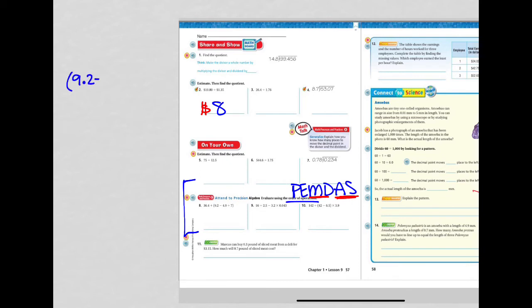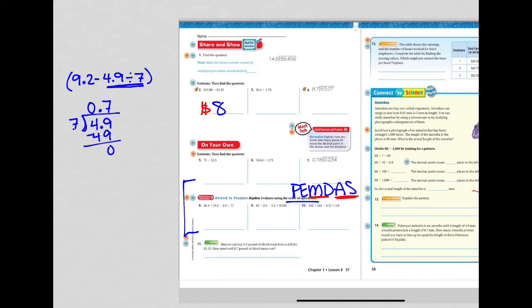I have 9.2 minus 4.9 divided by 7. Now, according to the order of operations, I do want to do the parentheses first, but I have to look at the multiplication and division, which is just this part, the division. So I'm going to say 4.9 divided by 7. I'm going to bring up that decimal, and then I'm looking at 7 can't go into 4, but 7 can go into 49 7 times. That's 49 with 0 left over.